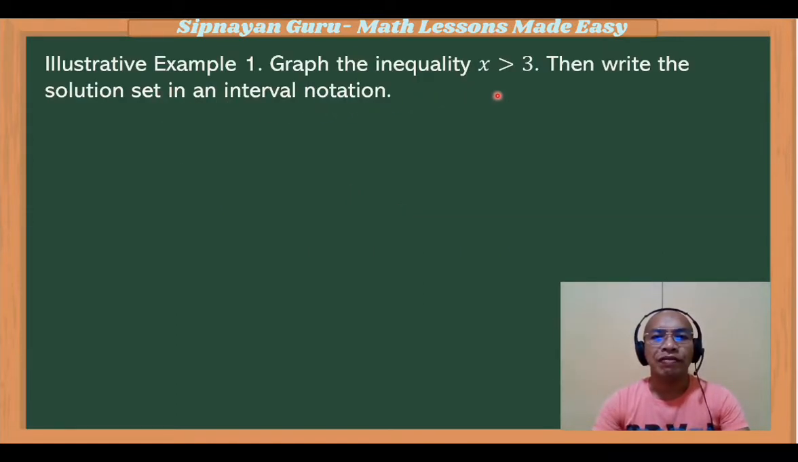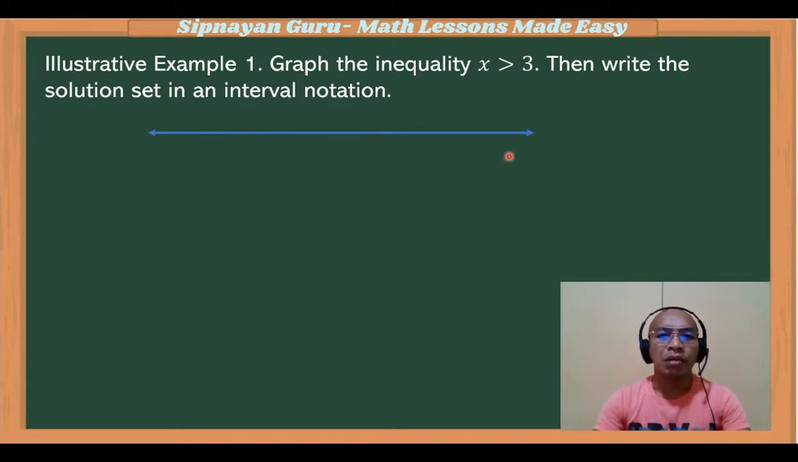We are asked to graph the inequality x is greater than 3, then write the solution set in interval notation. If we have our number line, our boundary is 3, so we will take this part and put the number 3. Since the inequality is greater than 3, we will put a hollow point here. So all values of x that are greater than 3 are values to the right of 3. That is why we will draw a line going to the right side of 3.